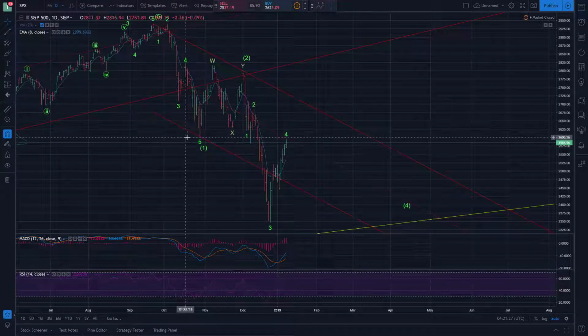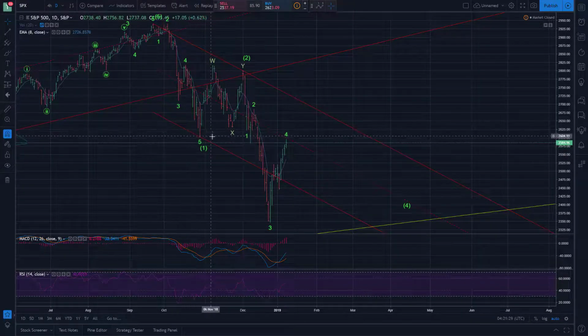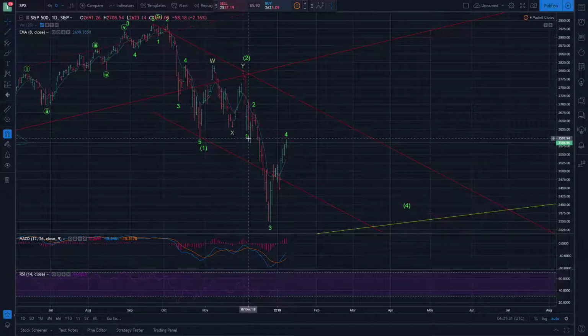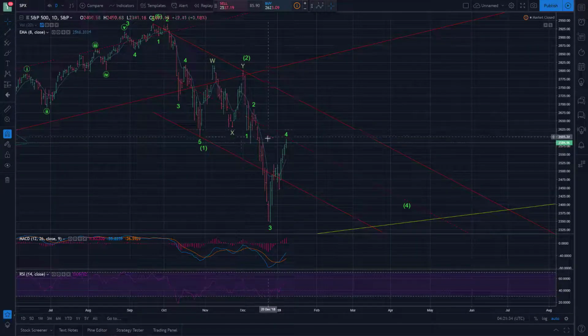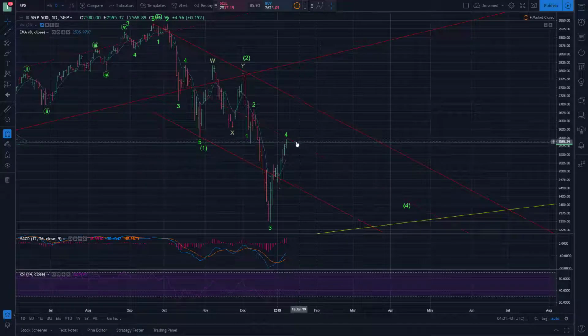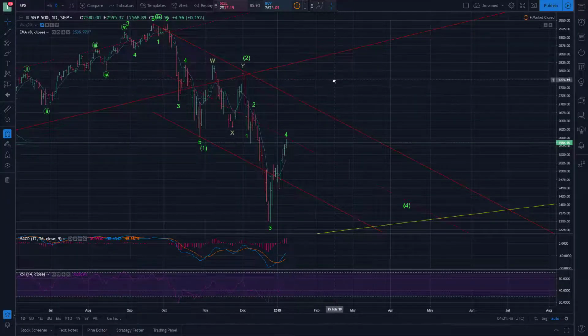So that 2600 area, like support and resistance, it's not a precise level. It's more of a range or a zone of support or a zone of resistance. So this zone of support around that 2600 area looks as though it's now going to become an area of resistance. So that's actually quite bearish.